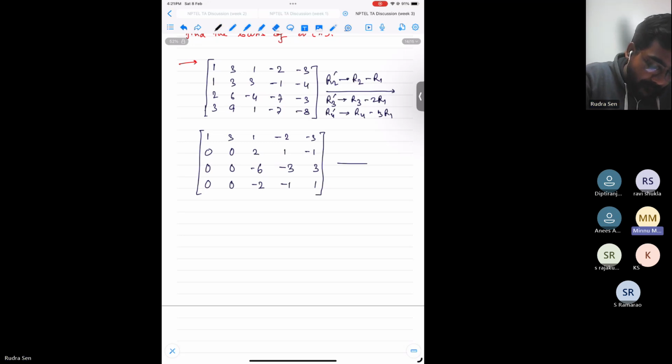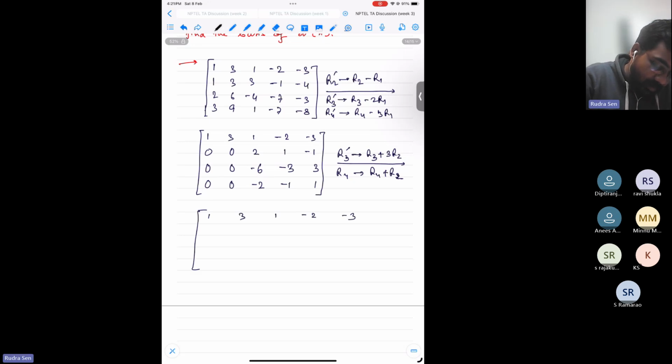Now what we have to do is R3 is basically R3 plus 3R2, and R4 equals R4 plus R2. So 1, 3, 1 minus 2 minus 3, 0, 0, 2, 1 minus 1, 0, 0, 0, 0, 0, 0, 0.